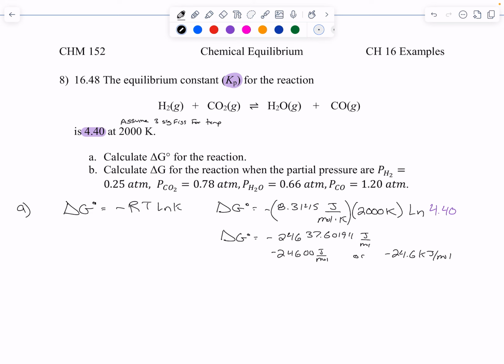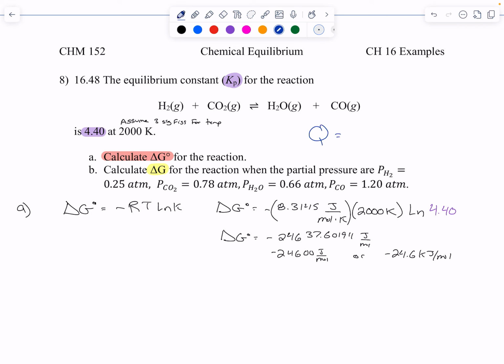So there's A, done. B, now looks like the same. We're calculating delta G standard. Now we're calculating delta G. Well, I did that backwards so far. We were calculating delta G standard there, and now we're calculating delta G. All right, different partial pressures. So let's see, H2, CO. All right, so what is Q for the reaction?